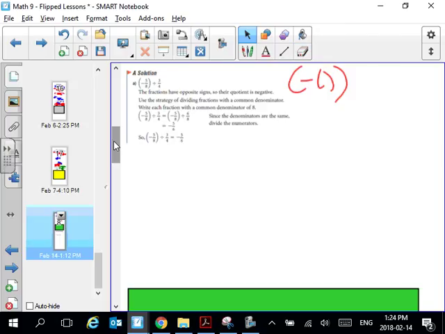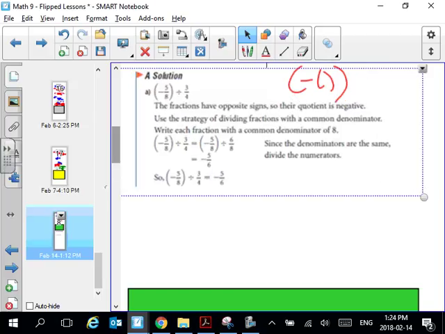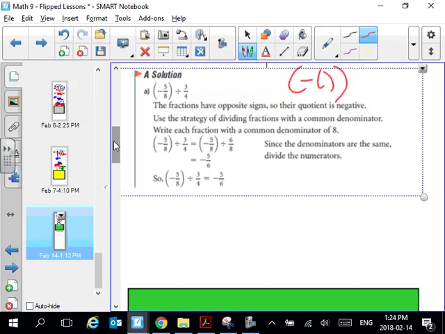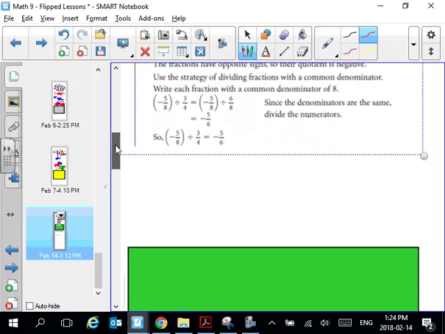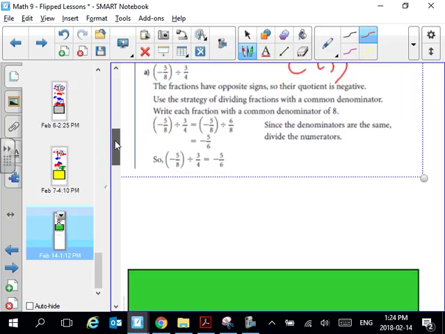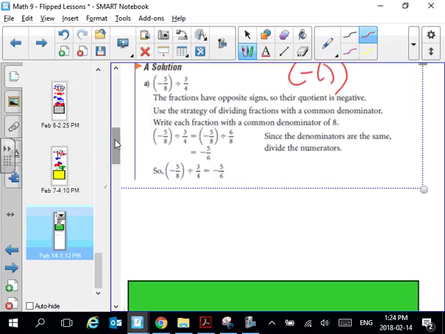So one method for solving this, I'm actually going to blow this up a little bit so it's easier to see. One method for solving this is laid out in the textbook. It's got an extra step in it, but it's a nice method, and it's rather simplistic. It really shows you a simple way to look at dividing fractions. So what we've got here is negative 5/8 divided by 3/4.